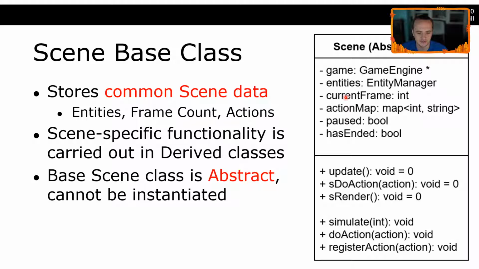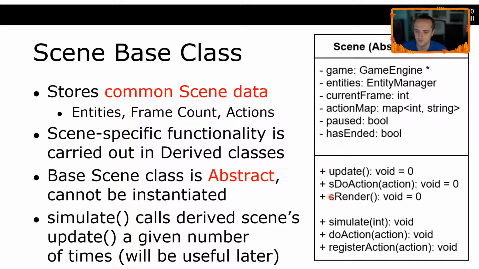It cannot be instantiated. And over here, these abstract functions, which in C++ are declared with equals zero, need to be defined in the derived class. So now each of our derived classes is going to have a doAction function, which is going to take in an action and then do that action. And we'll see exactly how that's going to be done soon.